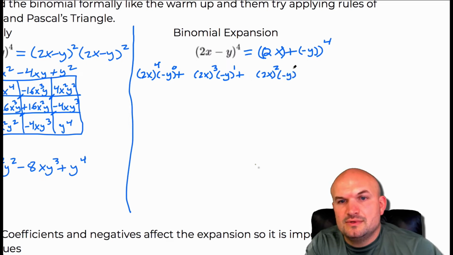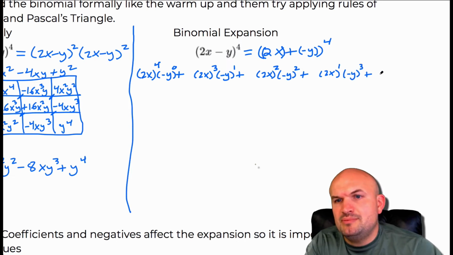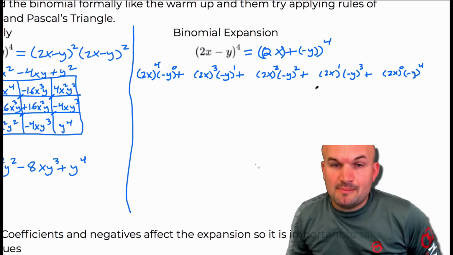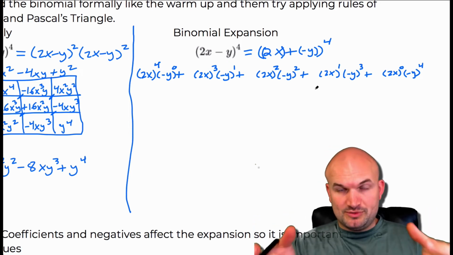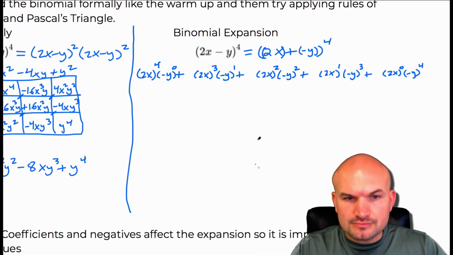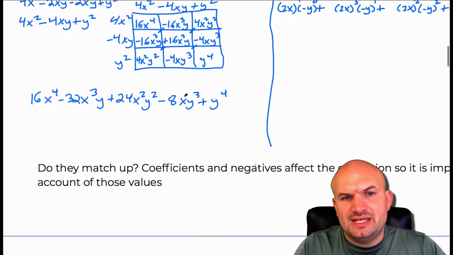And again, you can just kind of follow this pattern. Negative y squared plus 2x to the first power times negative y to the third, and then plus 2x to the 0 times negative y to the 4th. Okay, so you can see here, basically what we did is we just took our terms, but again, it's very important to make sure that you group 2x and negative y as your terms, and we just followed the pattern. Okay, and again, our end goal is going to see if we can get to this.